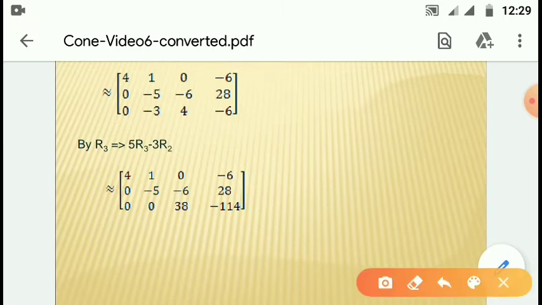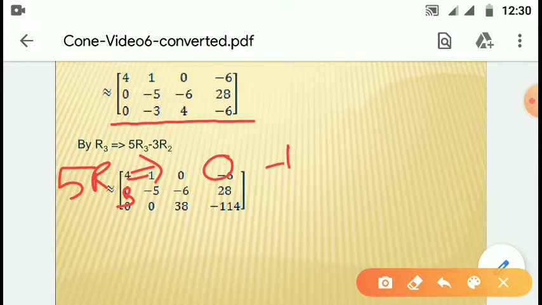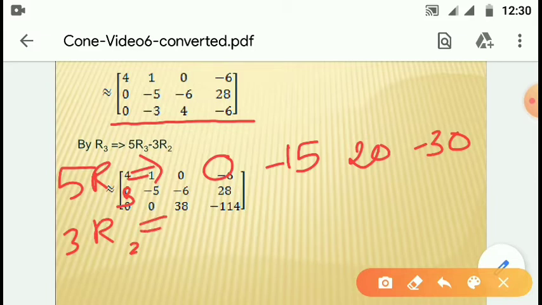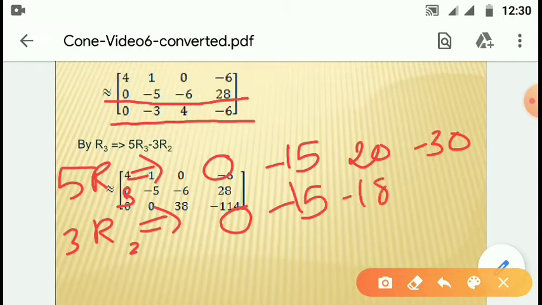Multiplying this row with 5, you will get 0, minus 15, 20, minus 30. And 3R2 means multiply this row with 3, you will get 0, minus 15, minus 18, 84.